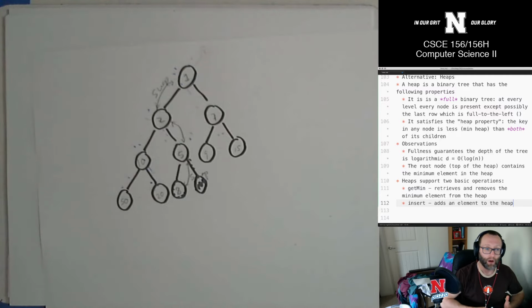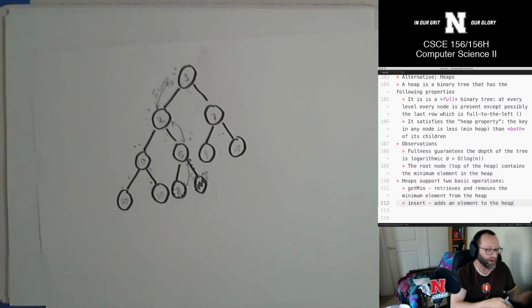tree. We could go back to Eclipse, and we could do another subclass of our binary tree and call it a heap. And both of those operations can still be made efficient. It's just a lot more complicated.